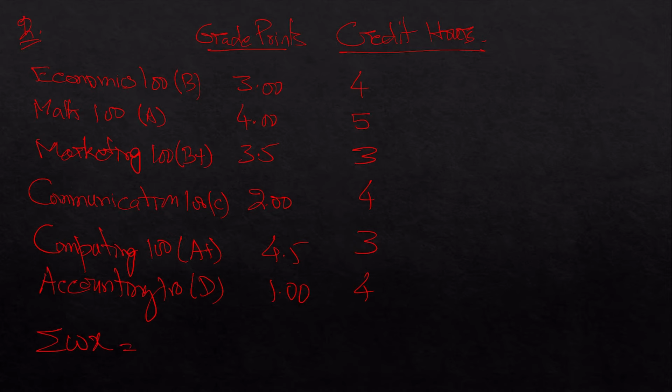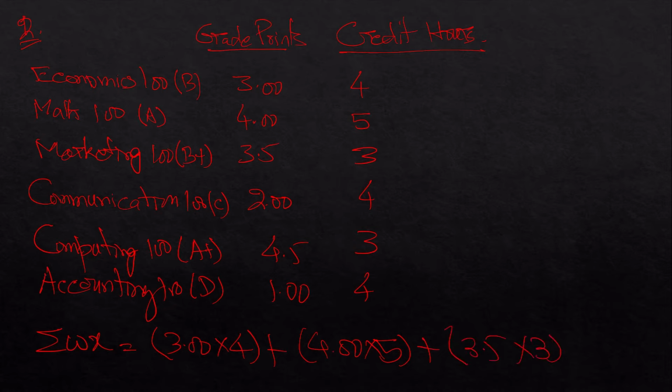So we have to multiply 3 into 4 plus 4 into 5 plus 3.5 into 3 plus 2 into 4 plus 4.5 into 3 plus 1 into 4. So if you add all these up, it's going to be 23.